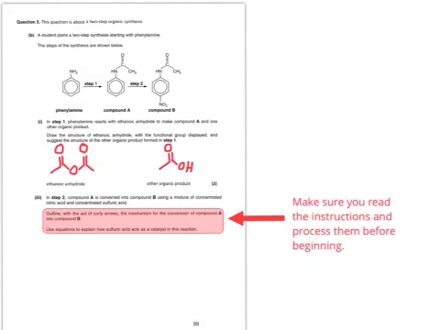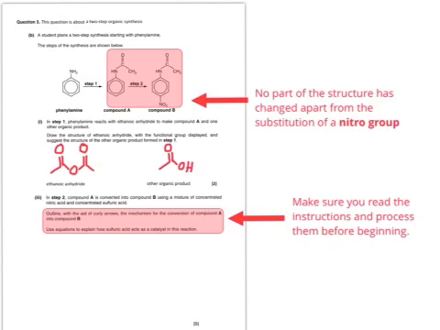So this is why your teachers always say to read the question. You need to make sure you read the instructions and process them before beginning. So let's do that before we even start. It says outline with the aid of curly arrows the mechanism for the conversion of compound A into compound B. So looking at the two compounds, nothing's actually changed apart from the substitution of a nitro group at position number 6. So therefore this is simple electrophilic substitution.